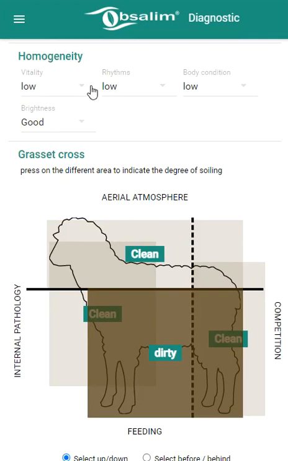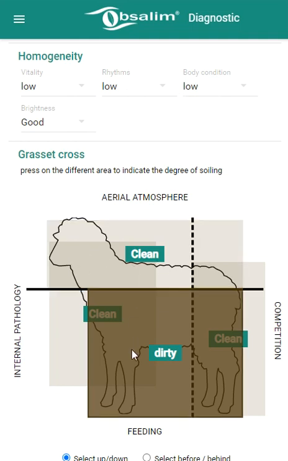Homogeneity was low on 3 of the 4 points. Vitality was low. There were tired animals and others in good shape. The rhythm was not homogeneous because not all of the animals were eating at the same time. The body condition was low because we had thin animals and others that were much fatter on palpation.